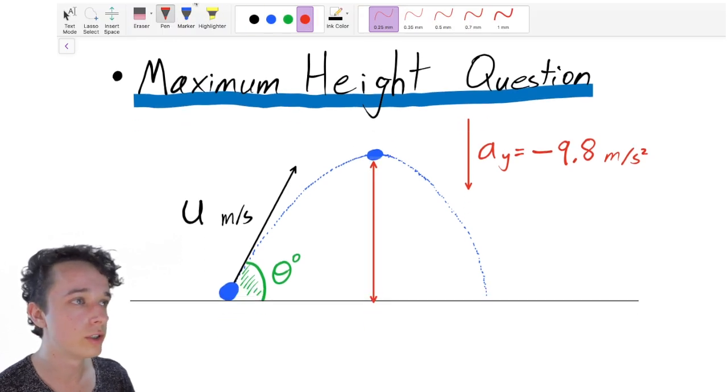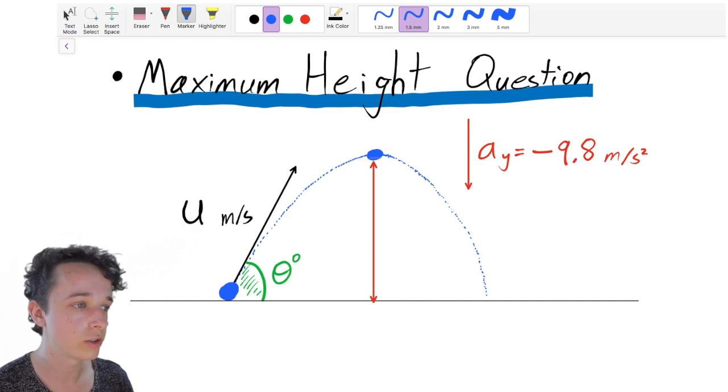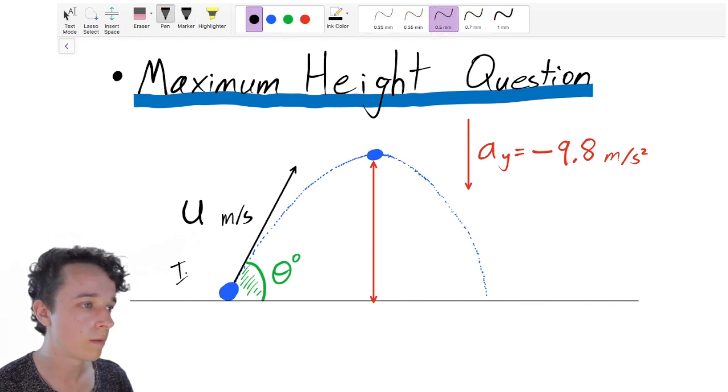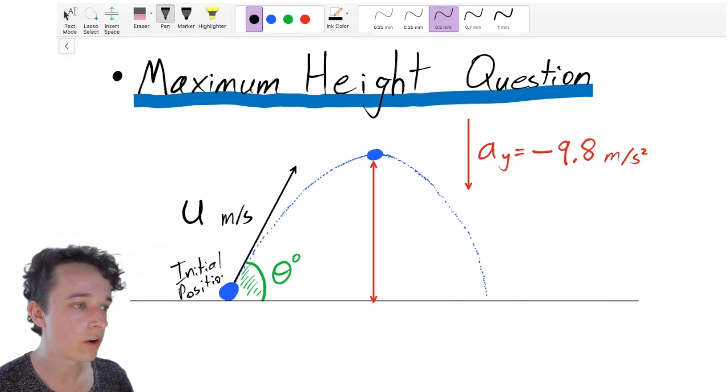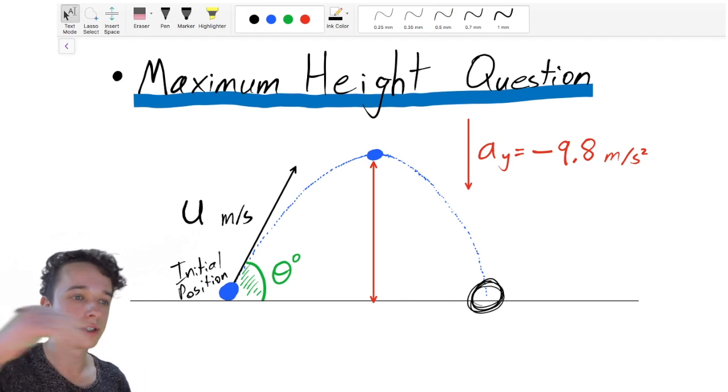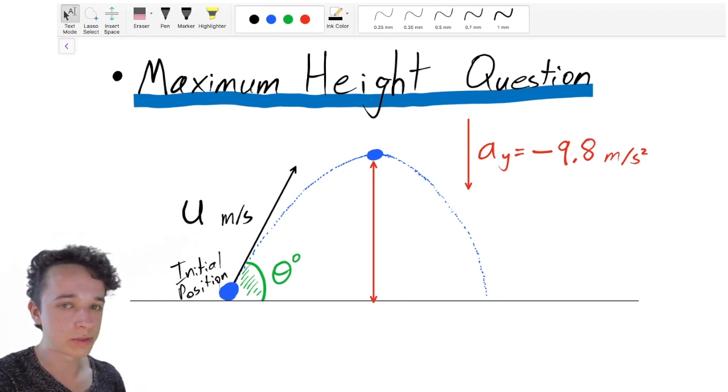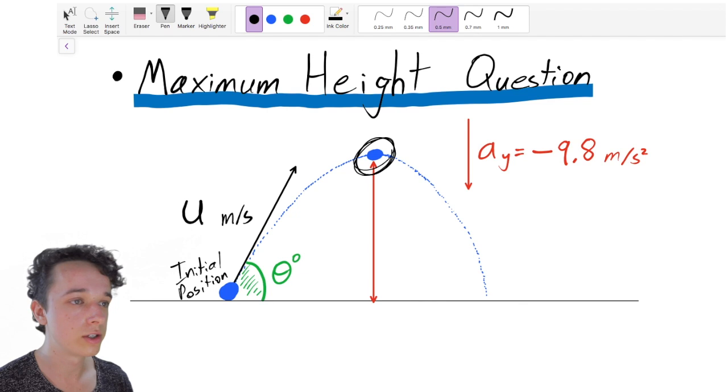And so in order to do this question, we have to consider the initial position of the projectile over here. Initial position of the projectile. And the final position. Sometimes in some questions, you'll see in the following questions, we consider the final position to be at the end of the projectile's path. But that's not always the case. And in maximum height questions, you consider the final position to be here.